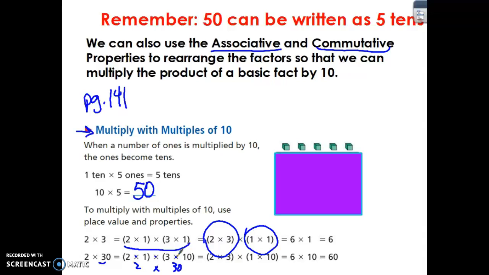So now I have 2 times 3 times 1 times 10, which then equals 6 times 10. So I cover up my zeros. 6 times 1 is 6. How many zeros did I cover up? 1. So I put my 0 right there, and I have 60. Okay?